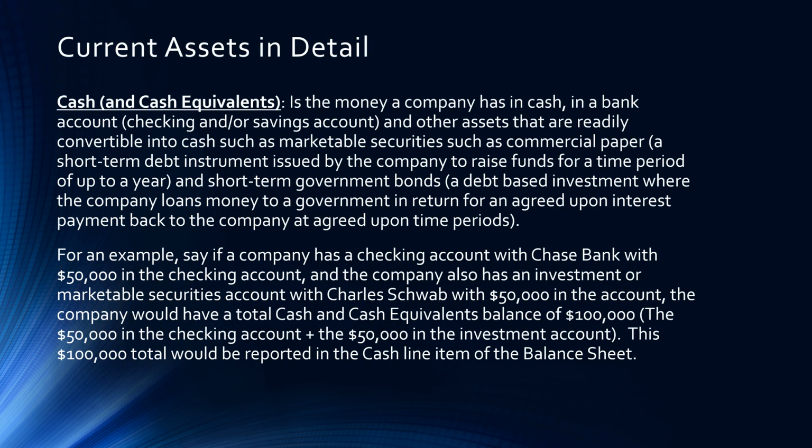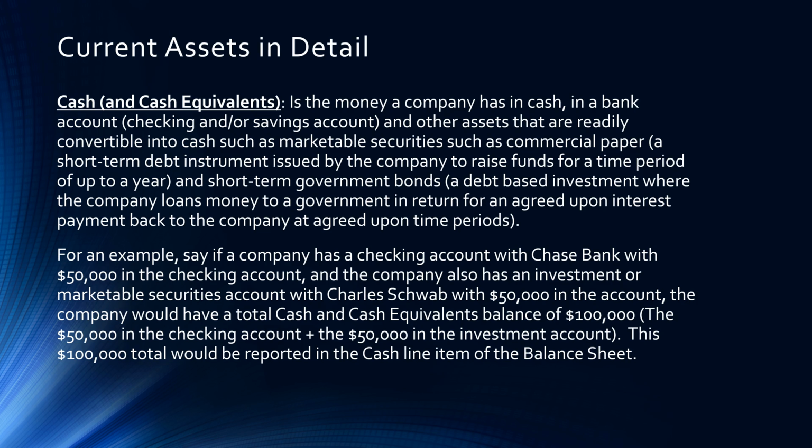So current assets in detail: cash and cash equivalents. It's the money that a company has in cash in a bank account, usually a checking or savings account, and other assets that are readily convertible into cash, such as marketable securities, such as commercial paper, which is a short-term debt instrument issued by the company to raise funds for a time period of up to a year, and short-term government bonds, which is a debt-based investment where the company loans money to a government in return for an agreed-upon interest payment back to the company at agreed-upon times.